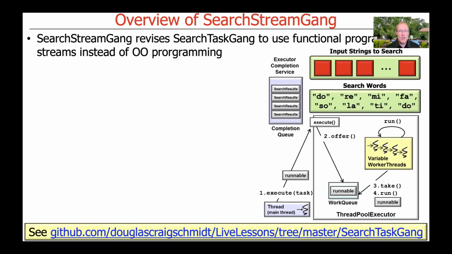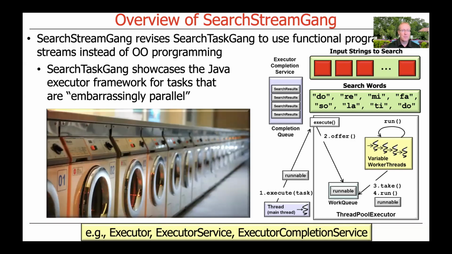Now, there's actually yet another program called the SearchTaskGang program, which you can find in my GitHub repository, that was kind of the original basis for what SearchStreamGang became. And SearchTaskGang uses object-oriented programming, not functional programming. And so SearchTaskGang showcased the Java executor framework using tasks that were embarrassingly parallel.